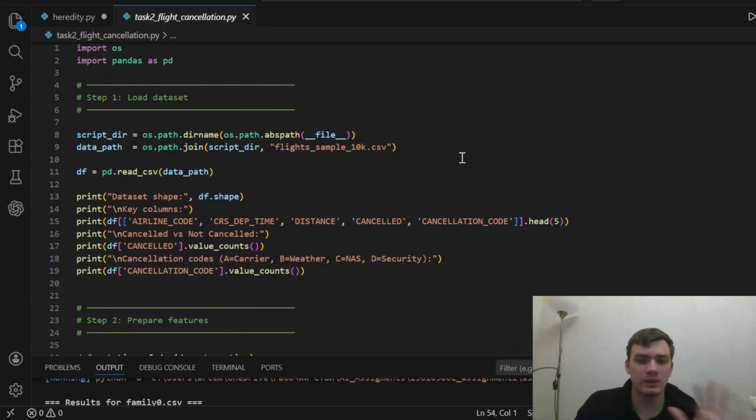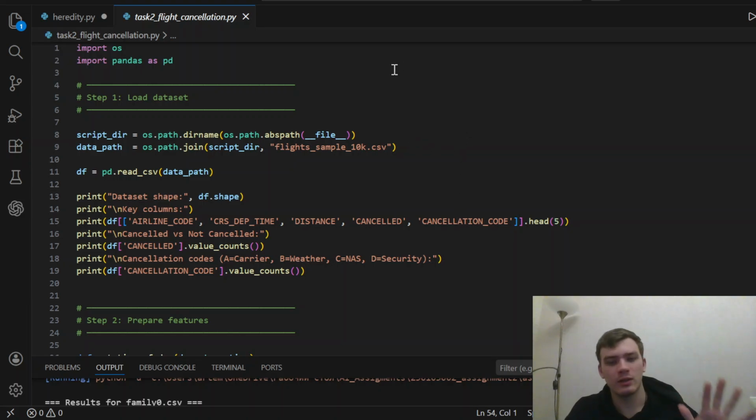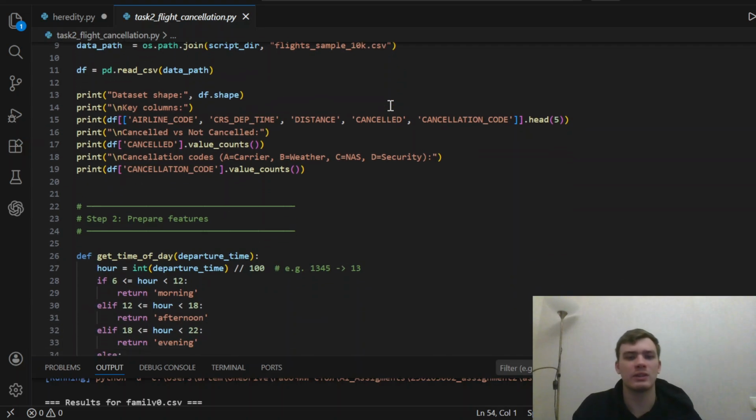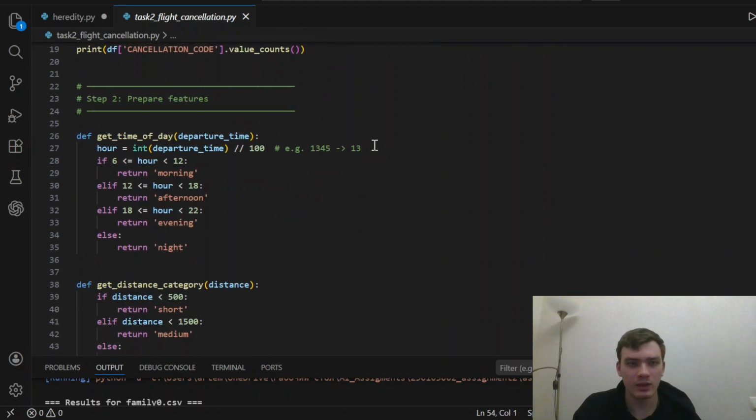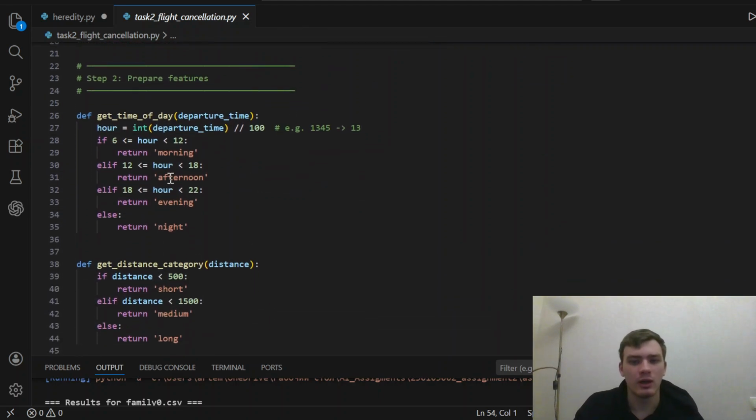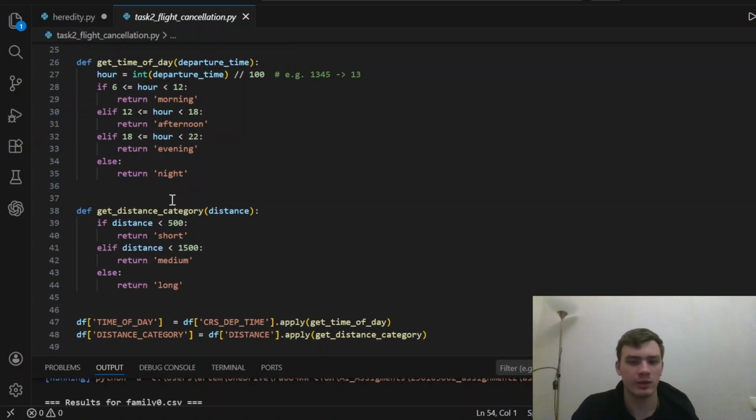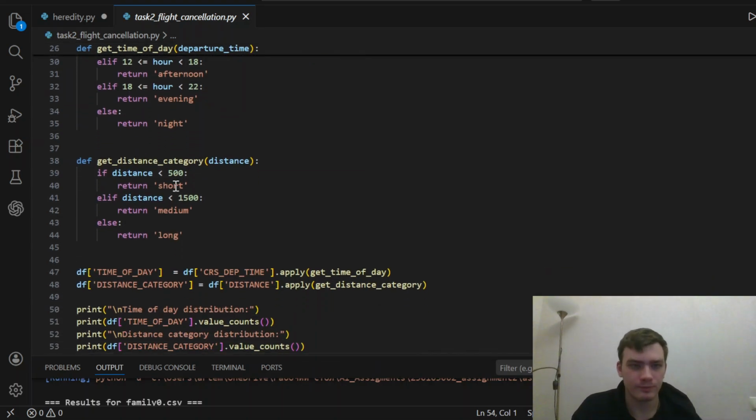There is also a cancellation code. The reason A is a carrier issue, B is weather, C is air traffic control, and D is security. From the raw data, I derived 2 extra features: time of day, here is how I calculated it, from the scheduled departure time: morning, afternoon, evening or night, and a distance category: short, medium or long.